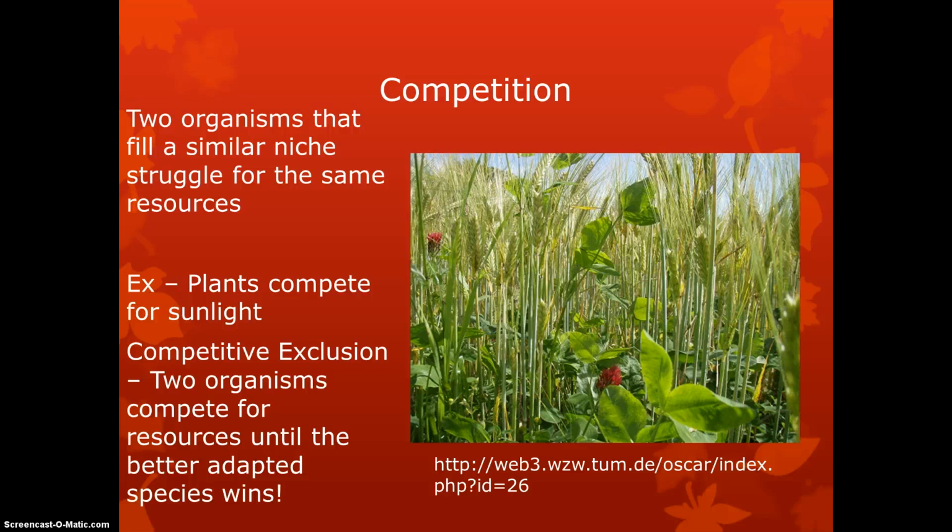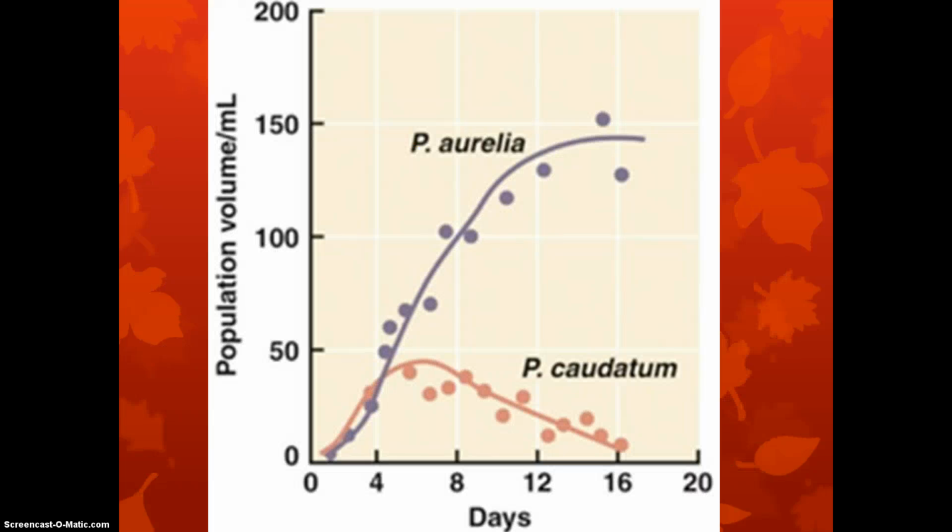When two organisms compete, we usually end up with competitive exclusion. That's what happens when two organisms compete for those resources until the better adapted species wins. And I've got a nice little graph here for you. These are two single-celled organisms. They're both paramecia. We have Paramecium caudatum and Paramecium aurelia. When these two are placed in the same growth medium, they will fight for those resources. They'll fight for the nutrients they need to survive.